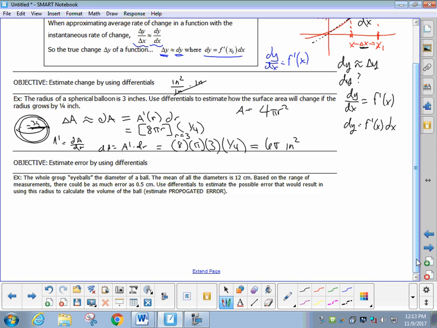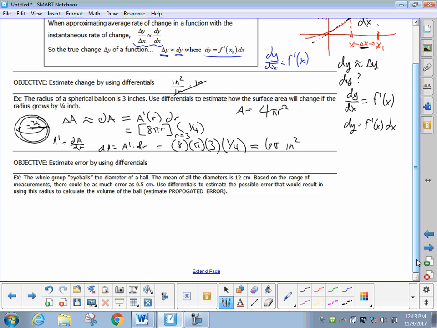Now, say you then looked at error value. This is where you would use this in a science kind of approach. You often use this to approximate error. The whole group eyeballs the diameter of a ball. So, for example, if I said here, try to tell me what the diameter is. Even if you put a ruler to it, most of us would disagree. Rarely would we all get the same thing, right?